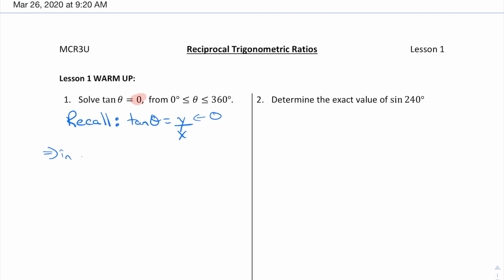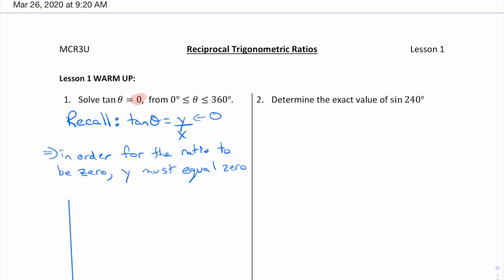So I'm just going to write that down. So in order for the ratio to be 0, it means y must equal 0. So I would ask you, why could it not be x? Why can x not be 0? Well, if it was, then you would have something divided by 0, which would give you an undefined value, and that doesn't make any sense. So it has to be the numerator that's 0.